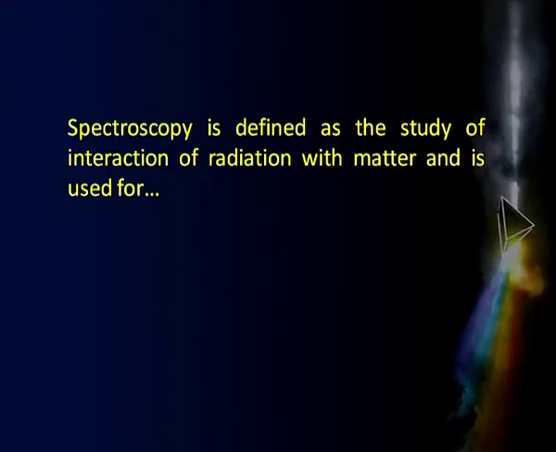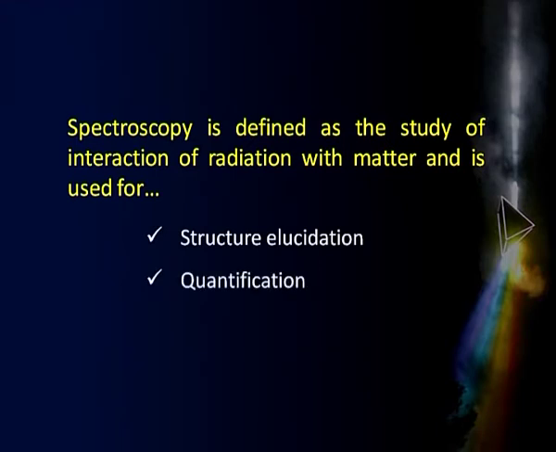Let us make a beginning by defining what is spectroscopy. Spectroscopy may be defined as the study of interaction of radiation with matter, and this interaction study is used for structural elucidation, quantification and interaction studies. Let us understand what is the meaning of this. Basically, in spectroscopy what we do is we take radiation of different possible types. We will learn about that as we proceed a little further, and then we take matter and we study how does the radiation and matter interact and what happens as a consequence of that.